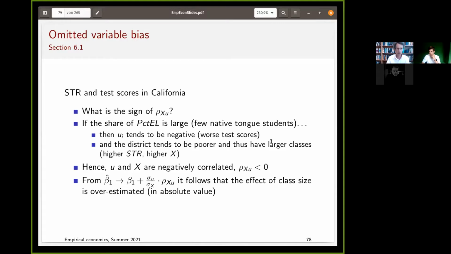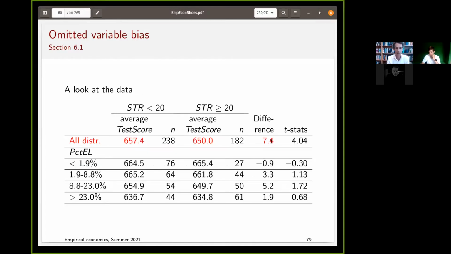All right, so we have seen that the causal interpretation is really a problem. And now we look at the data more deeply. So let's look at this table and let's look at the red part first. So here, the entire universe of school districts in California is subdivided into two parts. First, we have the group of small classes, smaller than 20. And then we have the group of large classes, here defined as 20 or more students per class on average.